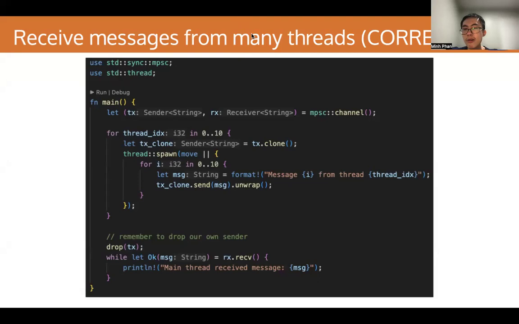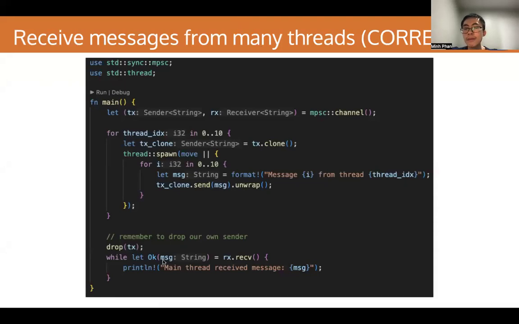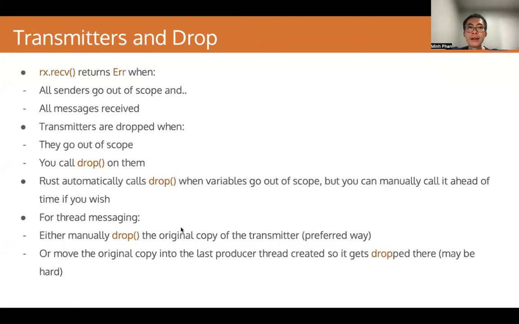And this is the correct code we saw earlier, where to ensure that our program actually finishes and rx.recv actually returns an error, we have to call drop on tx. Remember here that we need to drop our own sender. Now, as we emphasized, the receive method returns an error when our senders go out of scope and all messages are received.